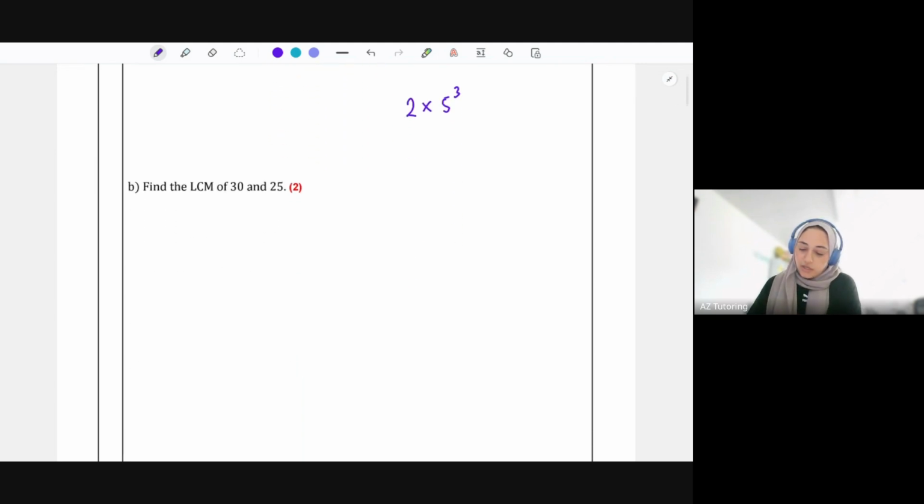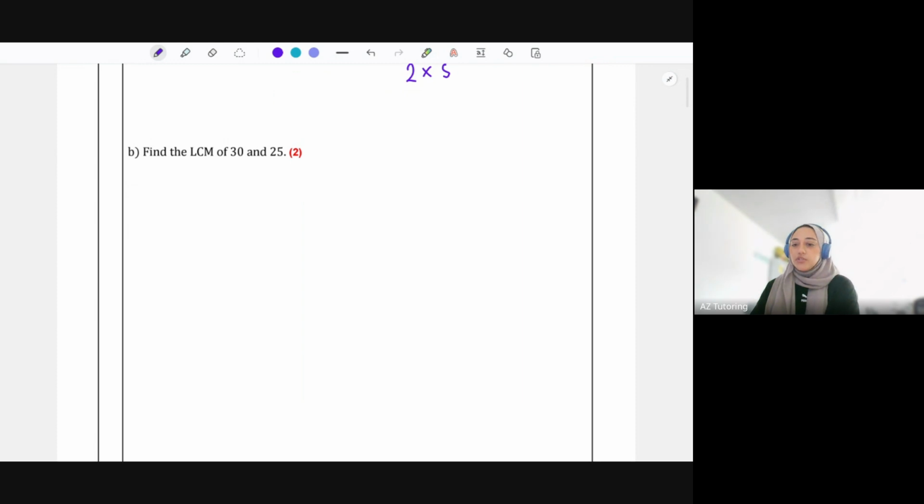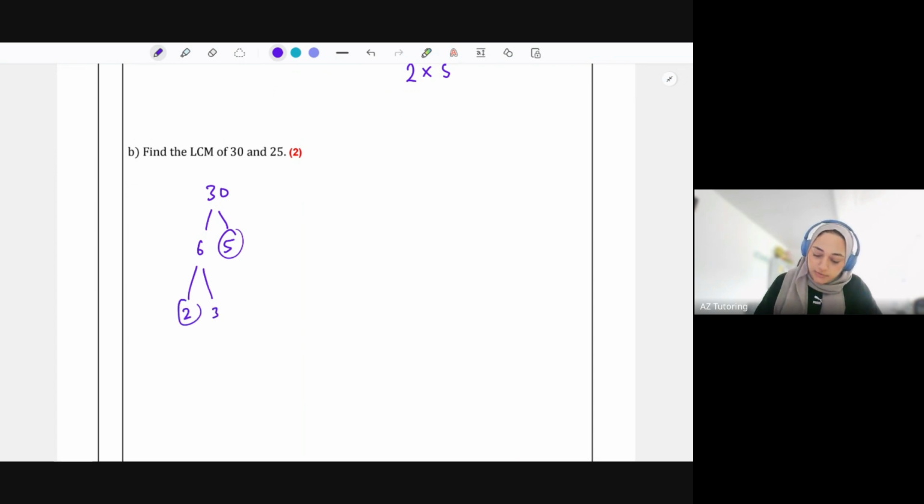We've then got find the lowest common multiple of 30 and 25. So there are 2 methods to do this. I'm just going to use the prime factor tree method. Two numbers that multiply to give me 30 are 6 and 5. 5 is a prime number. Two numbers that multiply to give me 6 are 2 and 3. Okay, let's do the same for 25. Two numbers that multiply to give me 25 are 5 times 5, and they're both prime numbers.